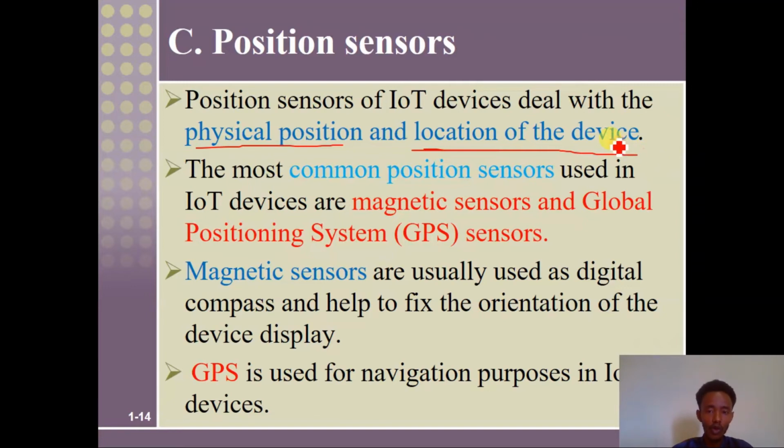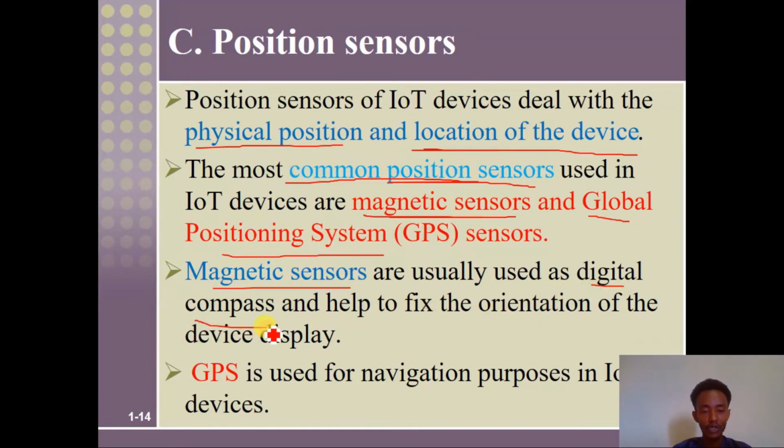There are also common position sensors currently all over the world. The first one is magnetic sensors. This magnetic sensor is used to detect the magnetic field of the devices, and also the global positioning system, GPS, is used to indicate the location of the devices. These magnetic sensors are usually used as a digital compass. The main function of GPS is to indicate the physical location of the object.